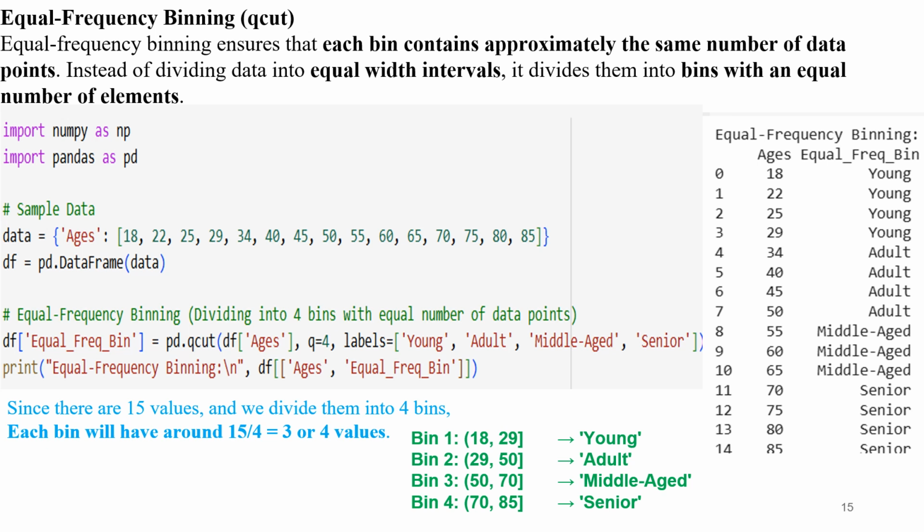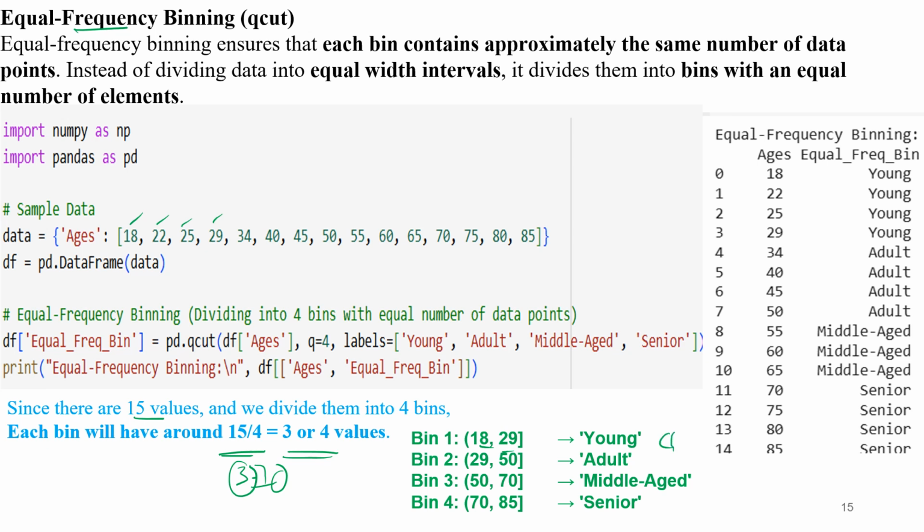The next type is equal frequency binning. In this case, first you have to take the number of values and divide by the number of bins. You have 3 or 4 values because it is not a proper factor. The answer is 3 times 4, so 12, and the remaining 3. So either you can have 3 values or 4 values. You can see 18 to 29: 1, 2, 3, 4. So the number of occurrences is 4.